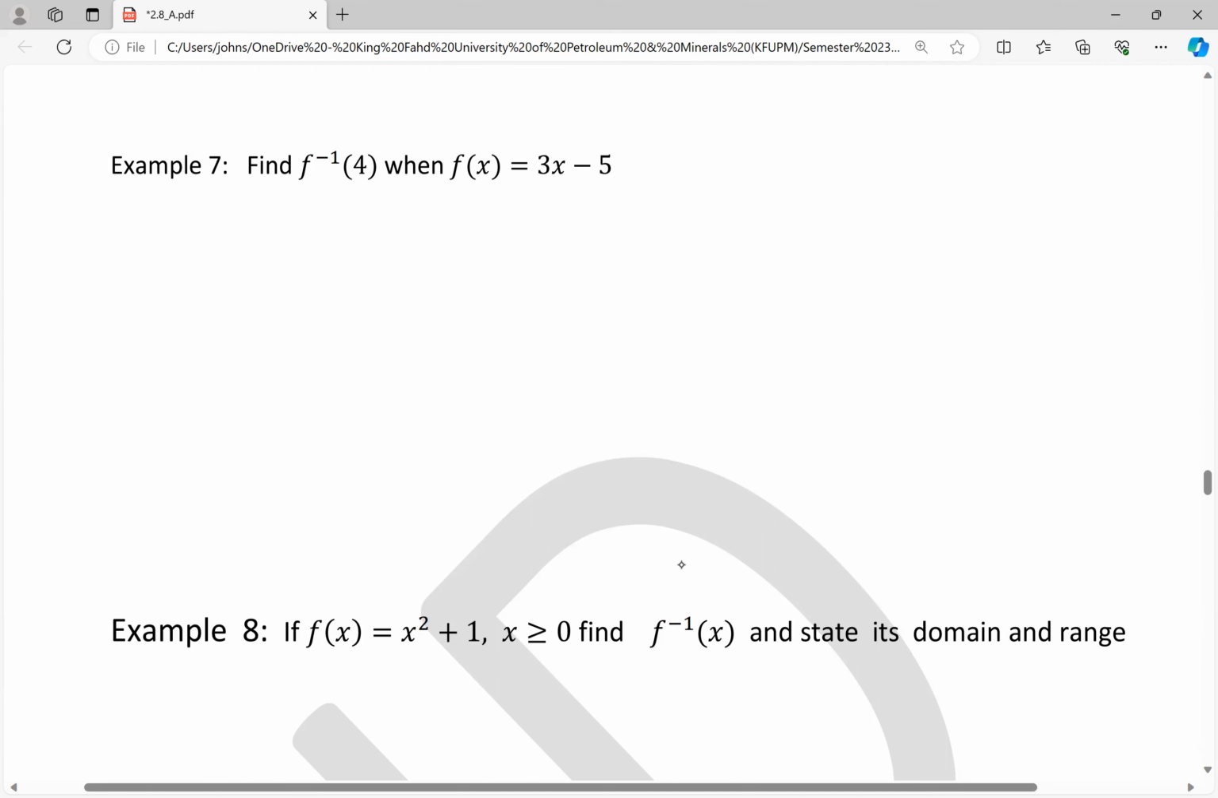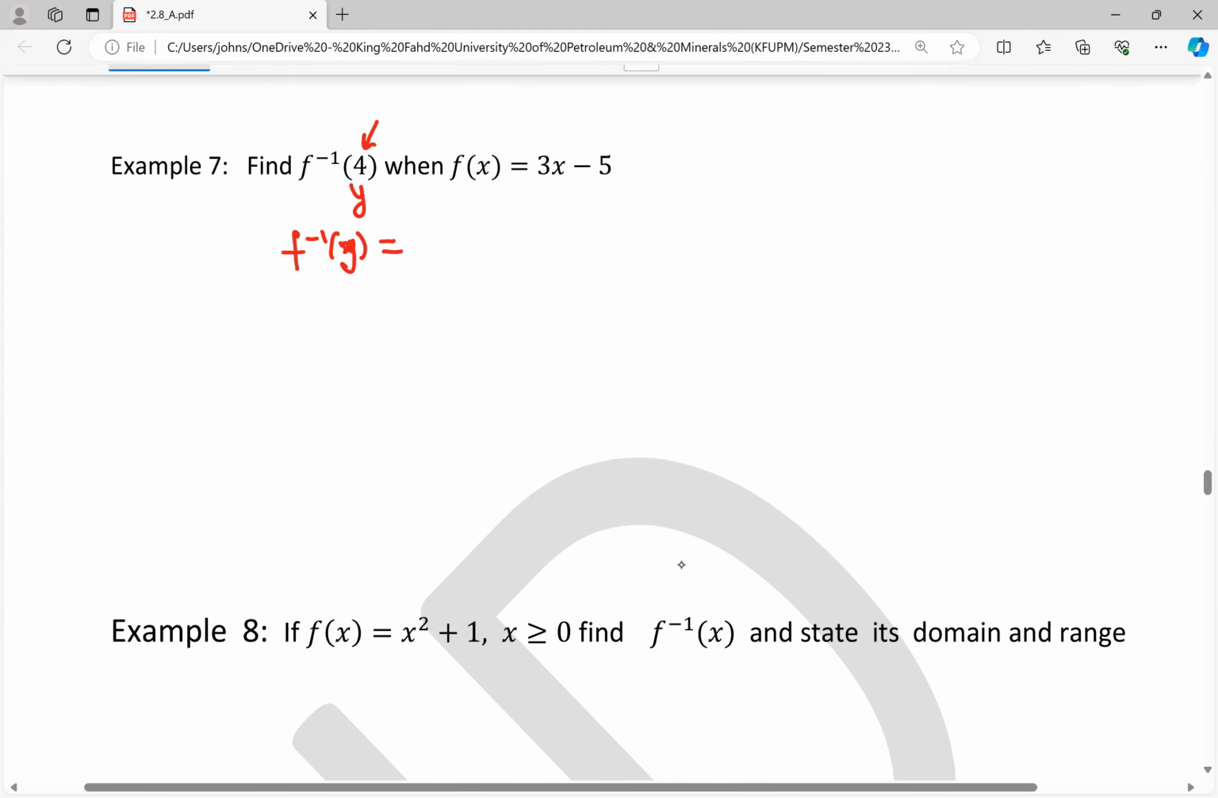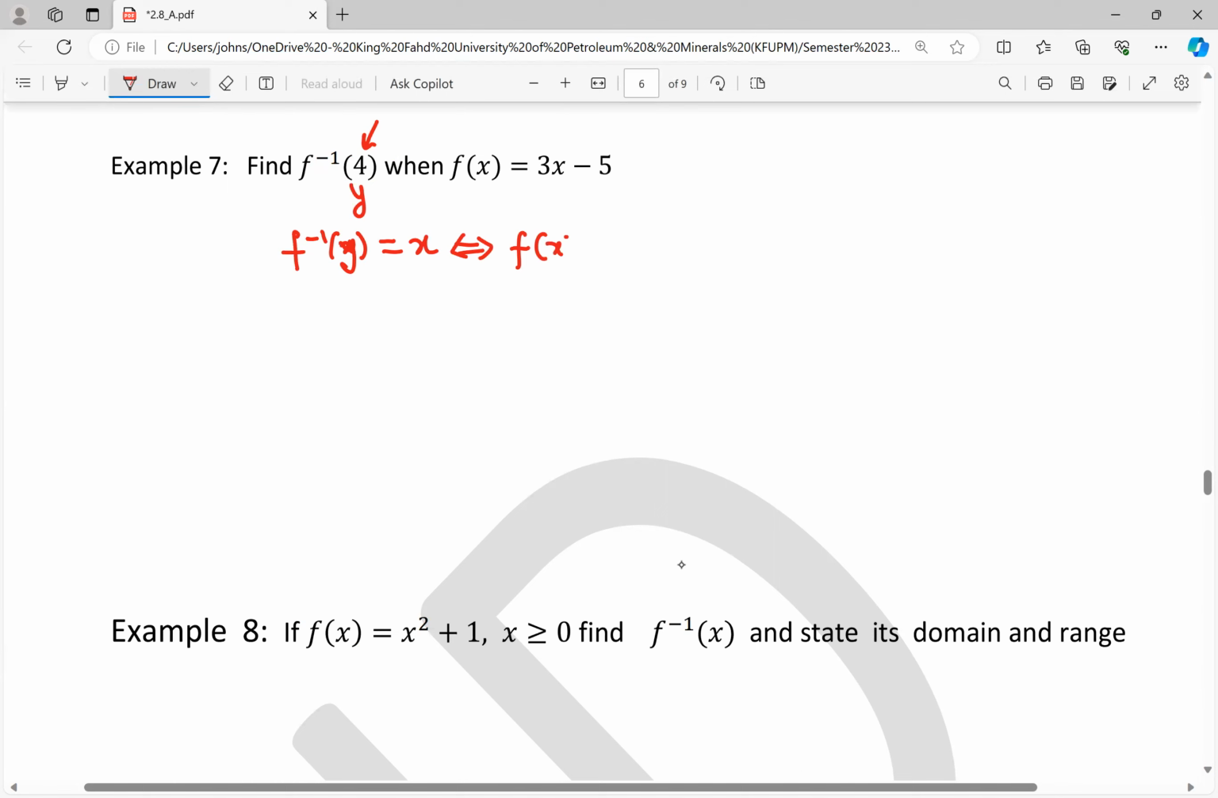You want to find f inverse of 4, given that f of x is 3x minus 5. Now in this situation, what do you do? If you look at this, you see this 4 to be your y. And if you remember, in the first video, we said if f inverse of y is equal to x, this simply means that f of x is equal to y. Yes, we saw something like this.